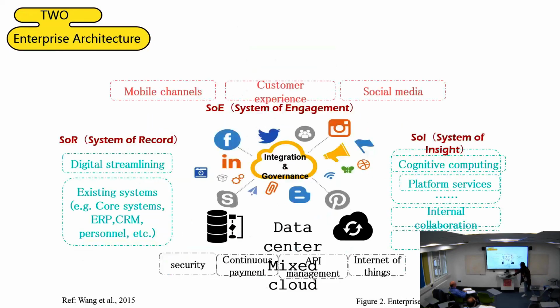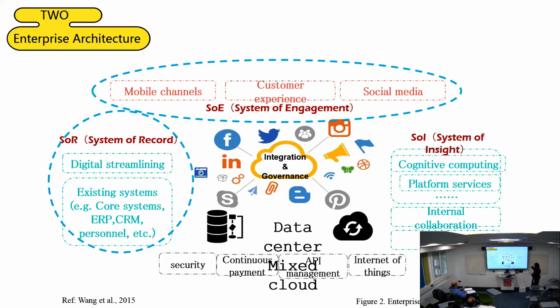And then this is enterprise architecture, and we can see there are different types of system. First is SoR, it means system of record. This type of system is normally used in some traditional companies in China, for example, the ERP and CRM systems.